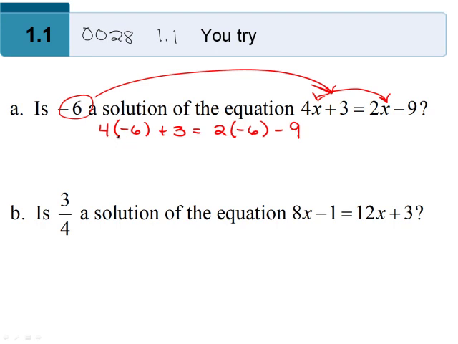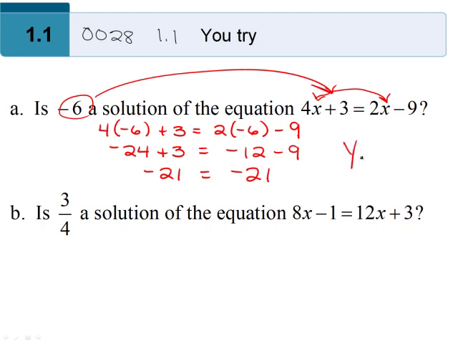On the left side we're going to multiply first. 4 times negative 6 is negative 24 plus 3. Negative 24 plus 3, you have to subtract there, keep the bigger sign. That would be negative 21. Now on the other side, you're going to multiply first. 2 times negative 6 is negative 12 minus 9. They're both negative. Remember, the sign goes with the number behind it. So negative 12 and negative 9, you add and keep the sign, which also gives you negative 21.